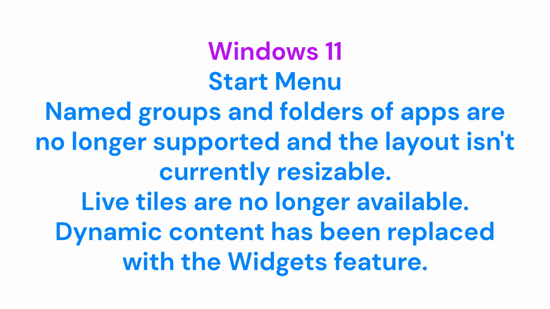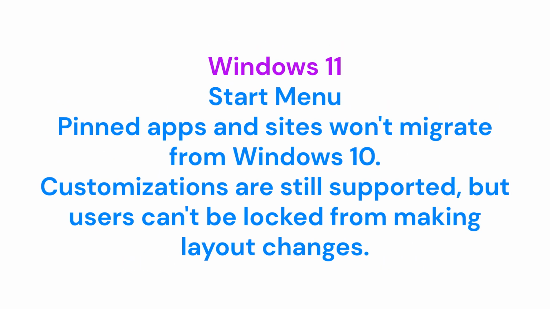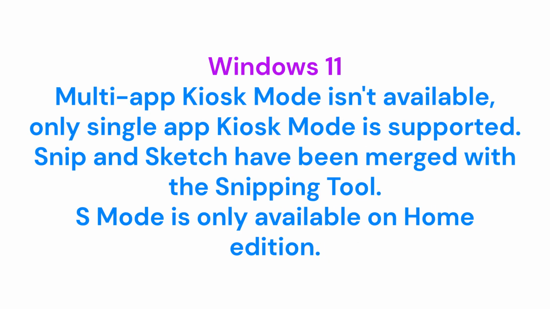Start menu. Named groups and folders of apps are no longer supported, and the layout isn't currently resizable. Live tiles are no longer available. Dynamic content has been replaced with the widgets feature. Pinned apps and sites won't migrate from Windows 10. Customizations are still supported, but users can't be locked from making layout changes. Multi-app kiosk mode isn't available. Only single-app kiosk mode is supported. Snip and Sketch have been merged with the snipping tool.